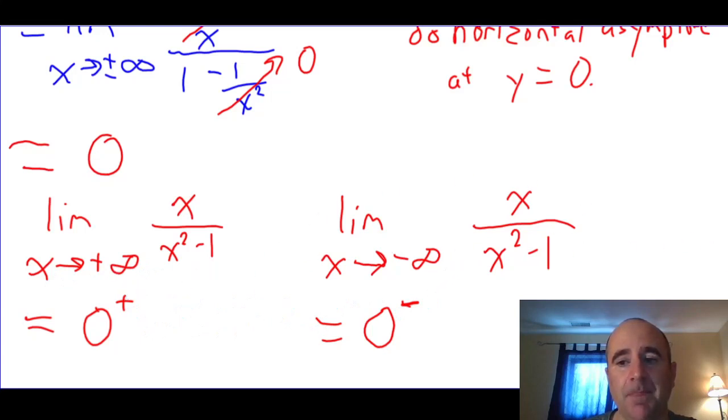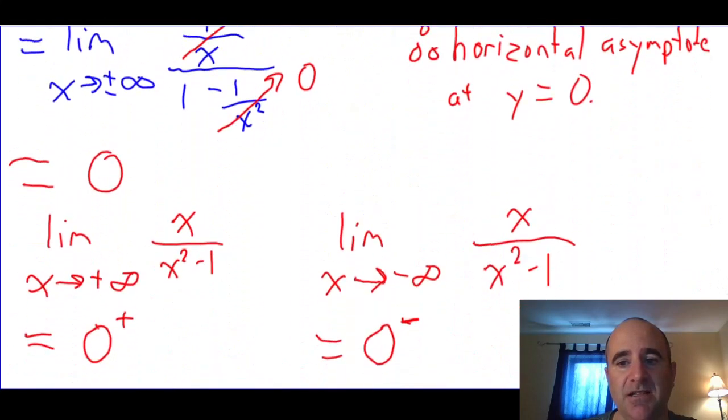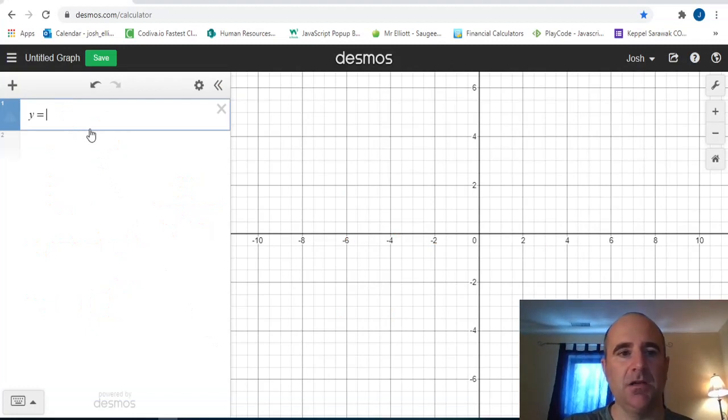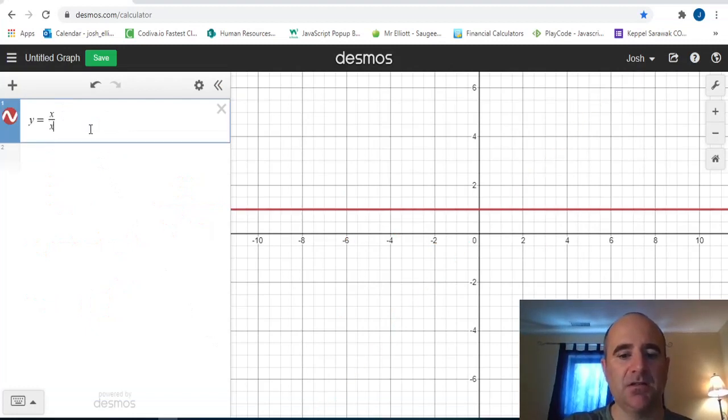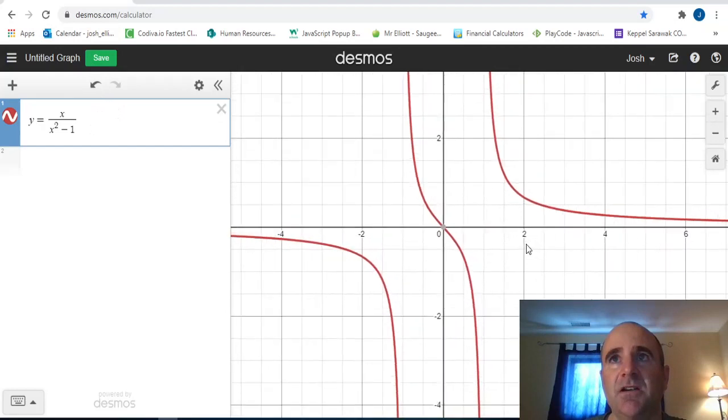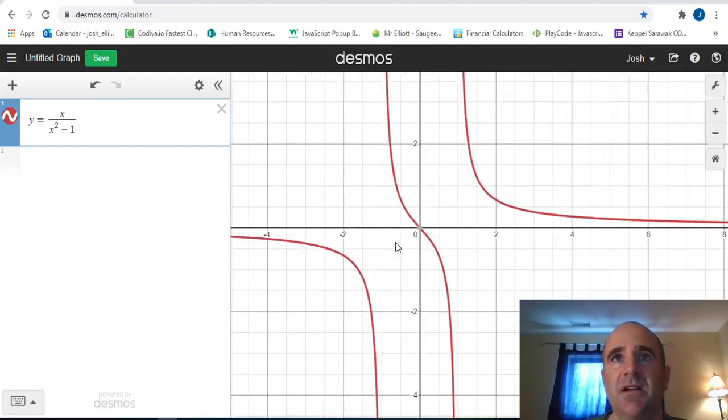Let's actually take a look at the graph in Desmos and make sure that it does in fact show these things that we've said, the end behavior analysis, as well as our vertical asymptotes. Okay, so I'll type that equation into Desmos: y equals x divided by x squared, take away 1. It does take a bit of work here, but you can see there is in fact a vertical asymptote at x equals 1 and x equals negative 1.